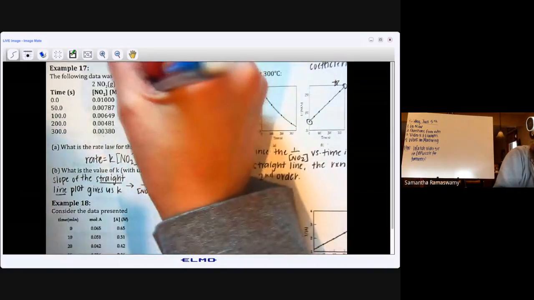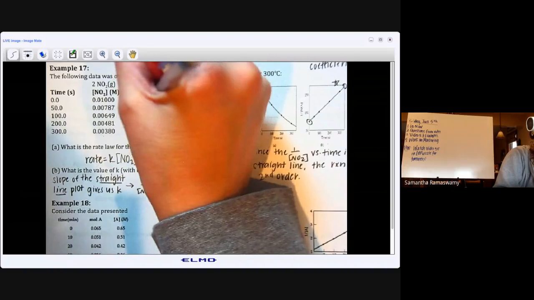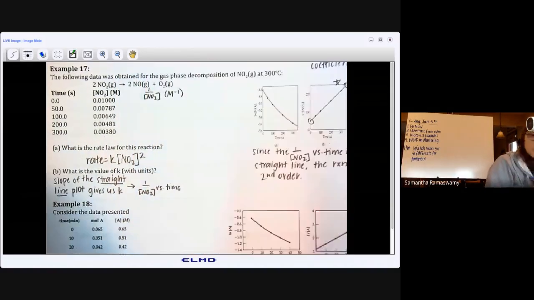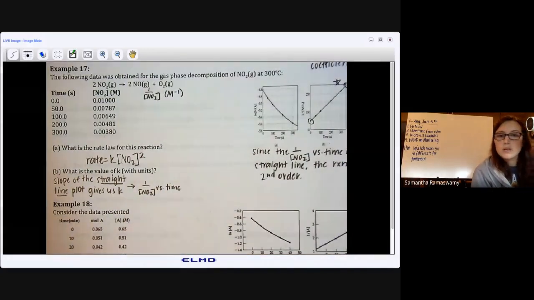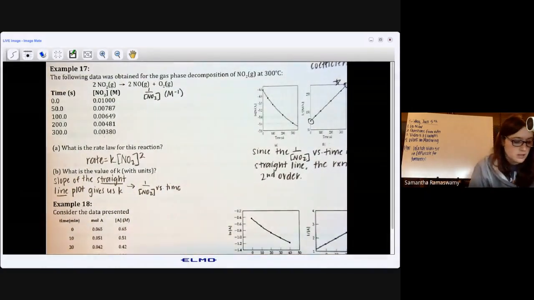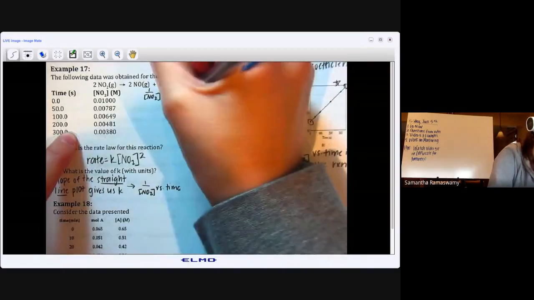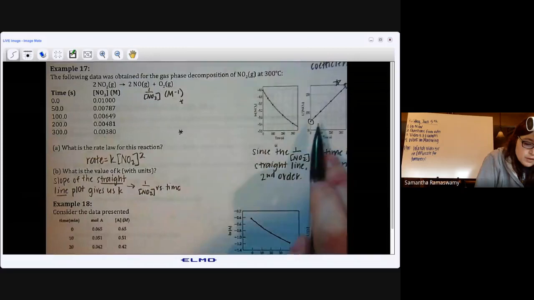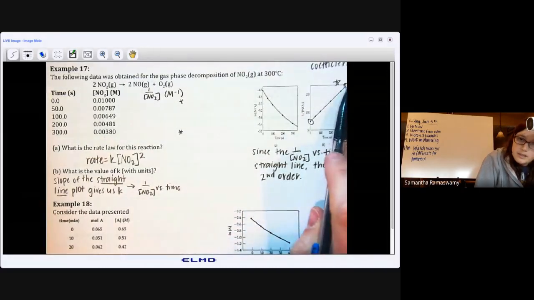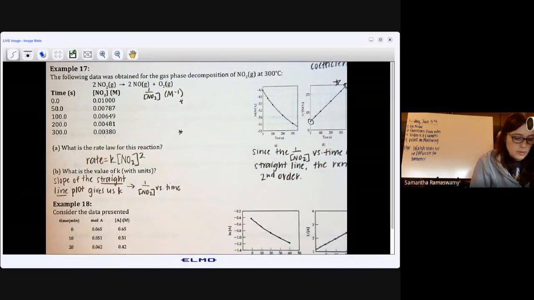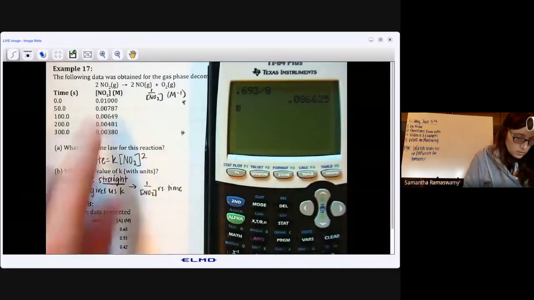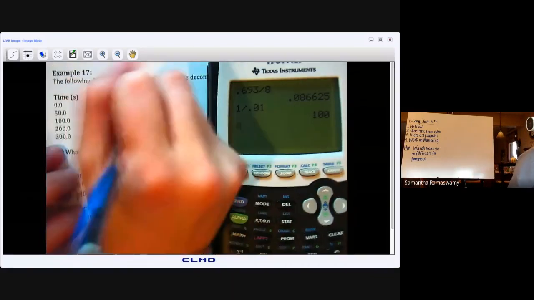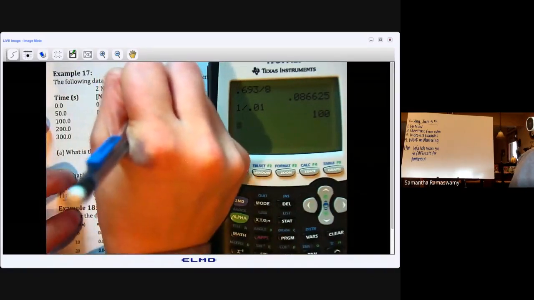So what if I just do 1 over concentration of NO2? 1 over concentration is going to give me the unit of per molar. I don't even need to find it for all of these points. I just want to find the first point and the last point, because that gives me a good idea for the line in between. So 1 divided by 0.01 is 100. So this first data point is 100.